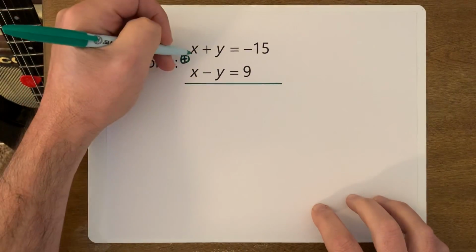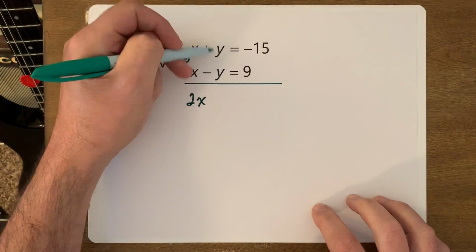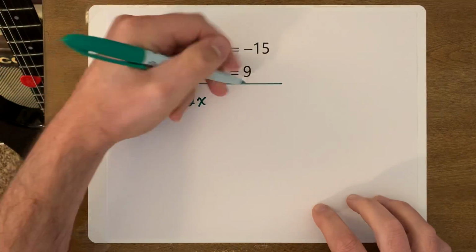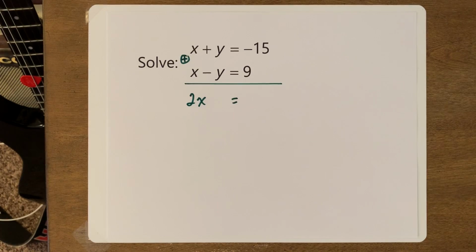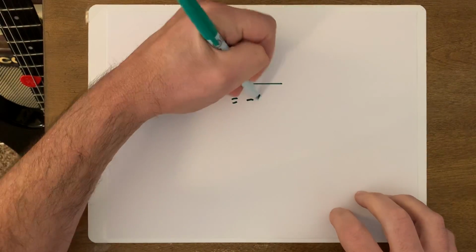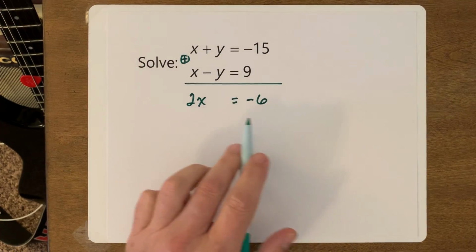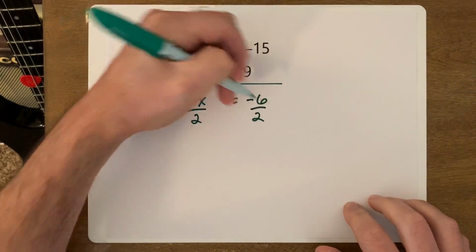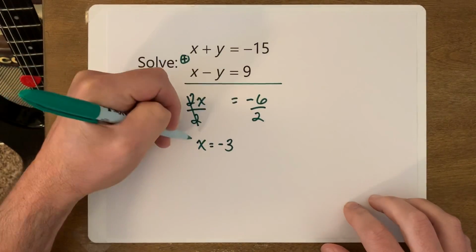So if I add them together, x plus x is 2x. The y's cancel out completely, so I'm not going to write anything down here because that would just be a distraction, equals, then you have a negative 15 plus 9. And so negative 15 plus 9 should give you a negative 6 when you get done there. And now we have our one equation with one unknown, and it is a one-step equation. So I just divide by 2, and I find out that x is equal to negative 3.